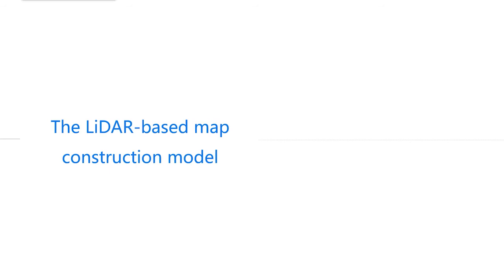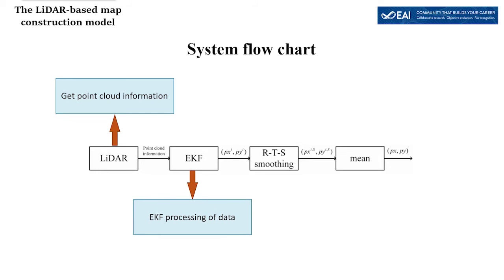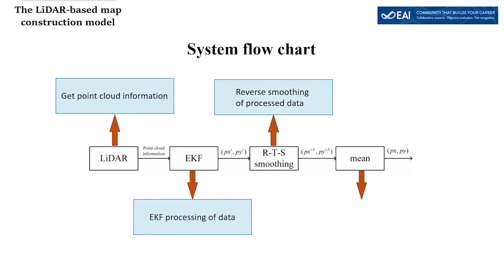Part 2, the LiDAR-based map construction model. The following is the general processing method in this article, the system flow chart. First, use LiDAR to obtain the point cloud information of the map. And then, input the point cloud information into the extended Kalman filter, and then smooth and average the data after extended Kalman filter processing. Finally, we get a more accurate map.